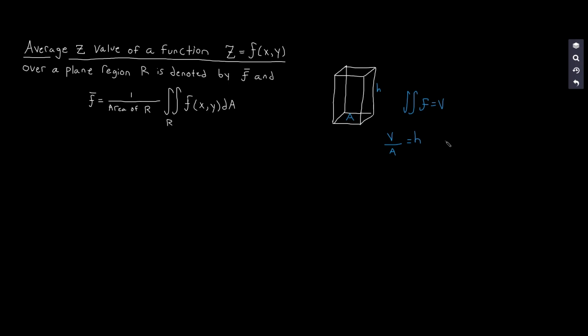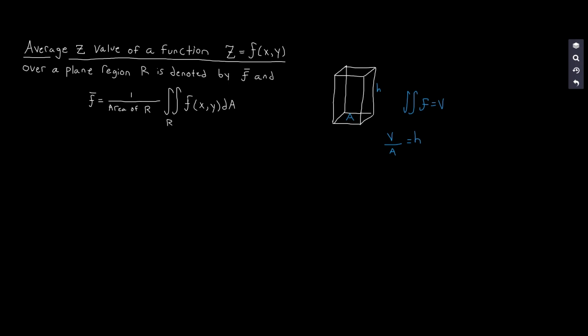But this height turns out to be the average height the whole time. So if you want to find the average height, or the average z-value, it's 1 over the area times the double integral. The double integral is the volume, and you're dividing out the area, which is what we see here.